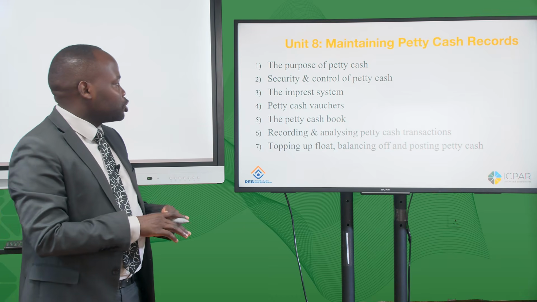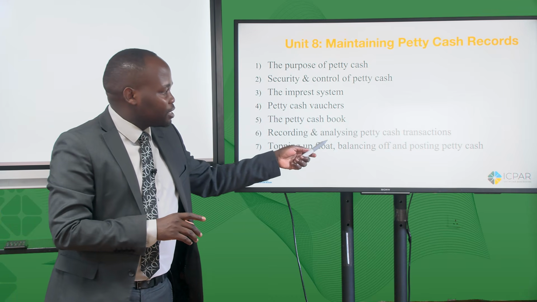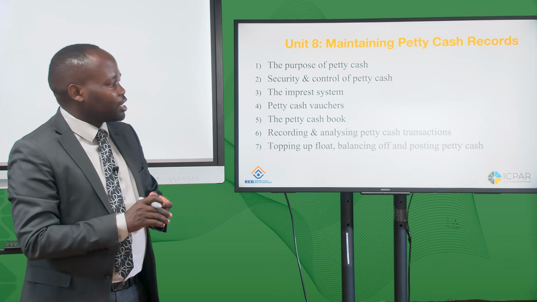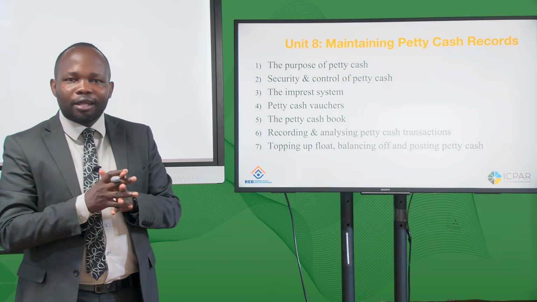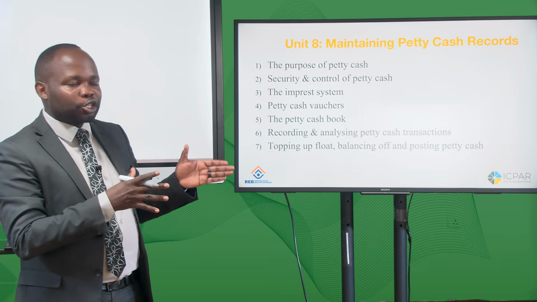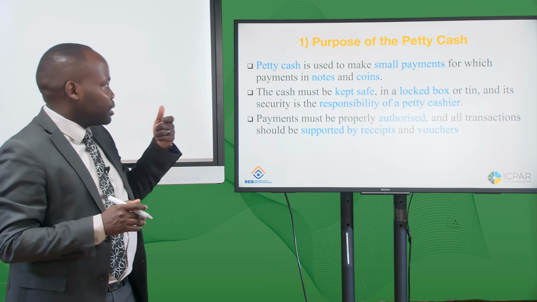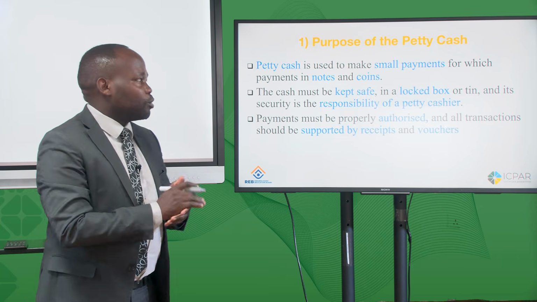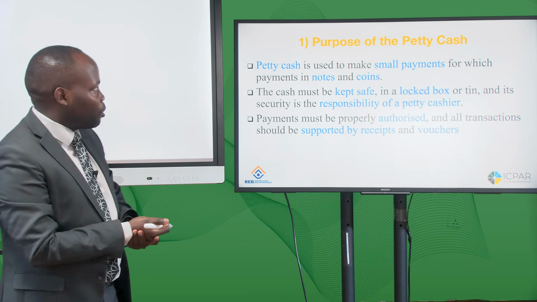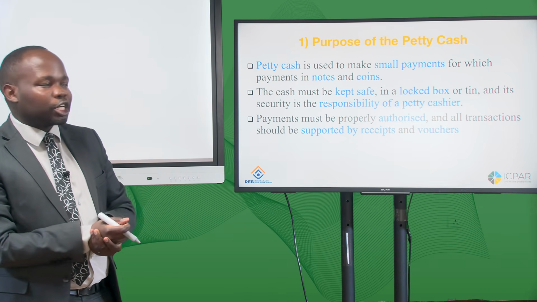And finally, topping up the float, balancing off, and posting petty cash in the petty cash book, and then later on it goes to the general ledger. So those are the 7 key areas we are going to focus on. So let's start with number 1. Why do we need the petty cash?